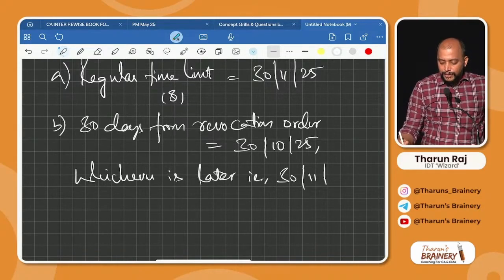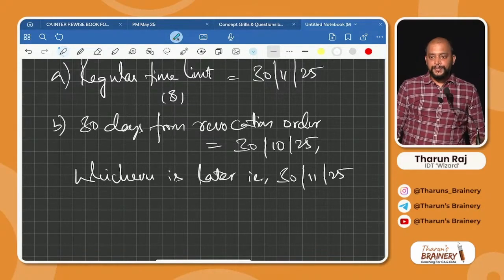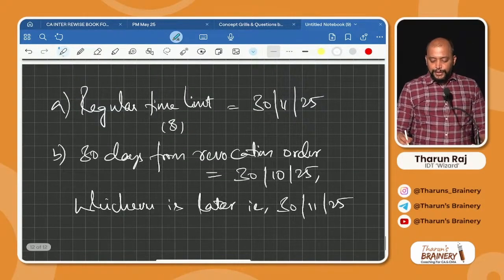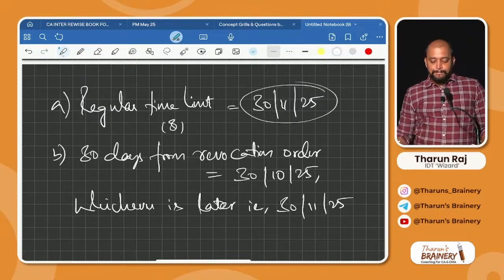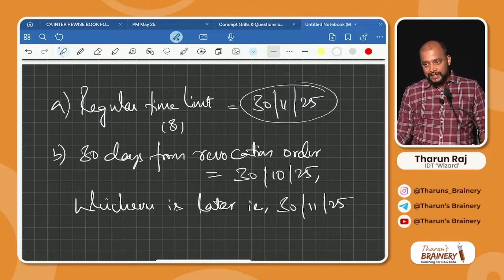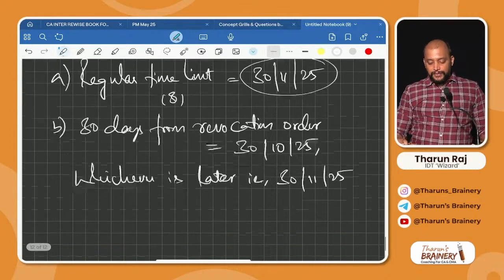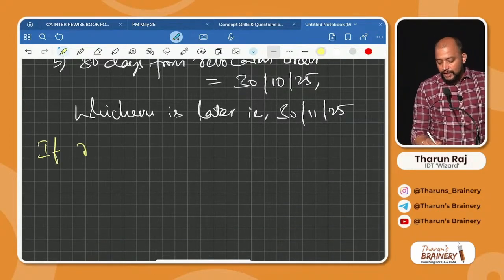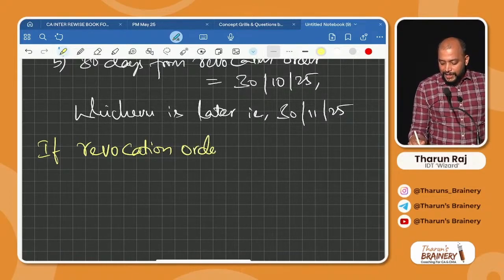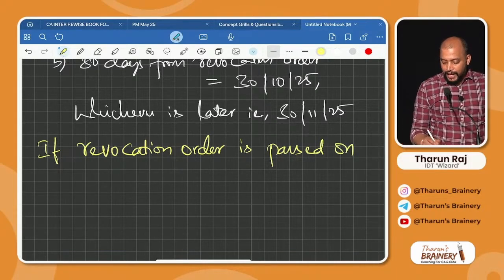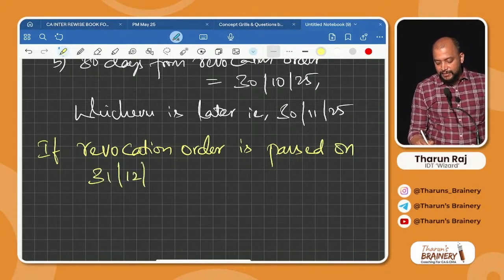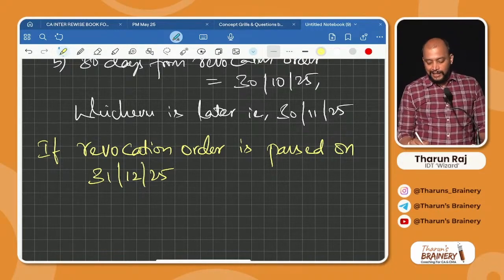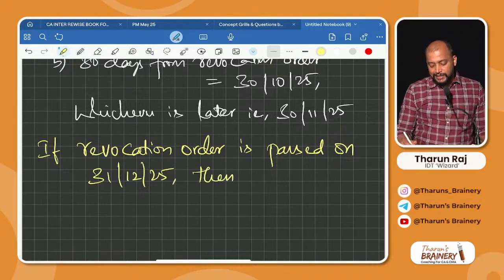30 November 2025. Is it clear? 30 November 2025 only, later. The regular time limit itself is later. Now, if the revocation order is passed on 31st December 2025, then what will be the time limit?